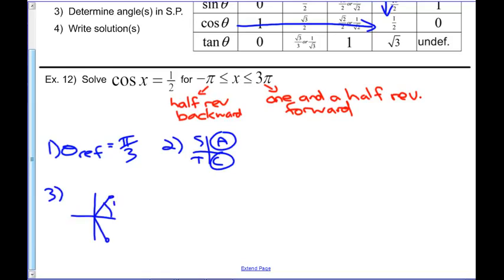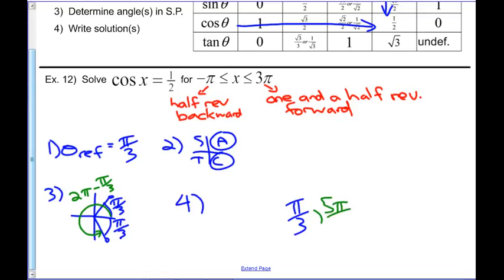So far, so good. So clearly there are going to be solutions at pi over 3 and whatever this one is. And it's really 2 pi, but minus pi over 3. Okay? And that would work out to be 5 pi over 3. Those are our solutions in the first revolution.